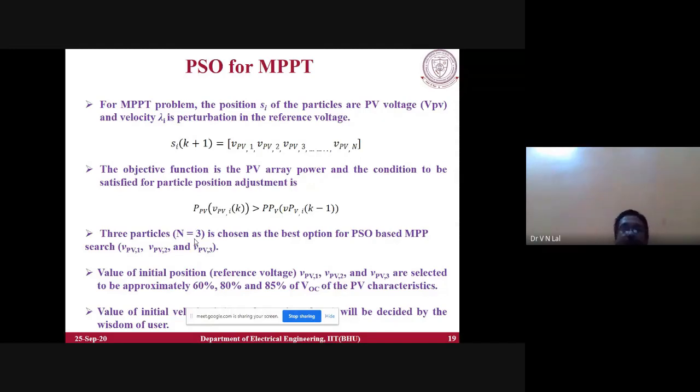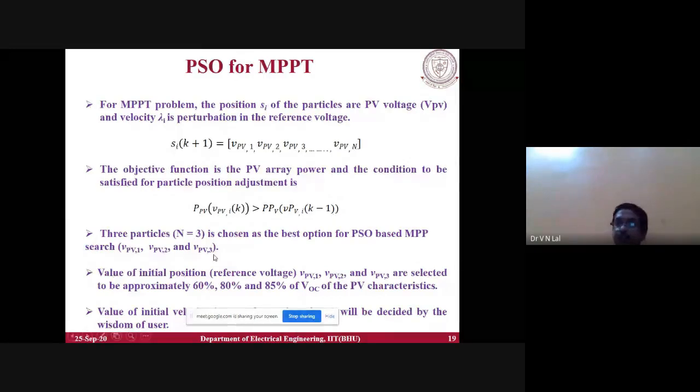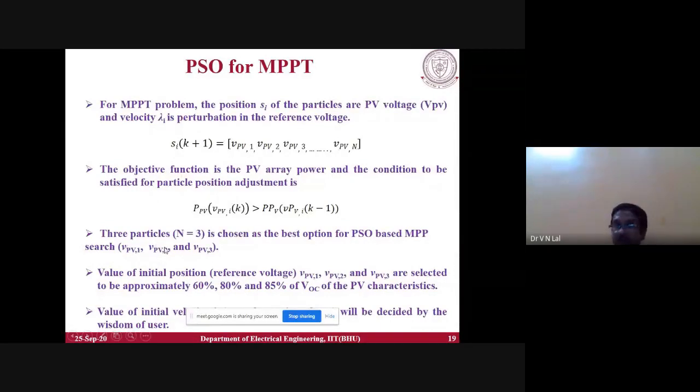Okay, now how do we proceed? There is a process. What is the basic process? First we initialize the position and velocity as well. 3 particles are there, so 3 positions will be there. Positions mean the PV array voltage: VPV1, VPV2, and VPV3.